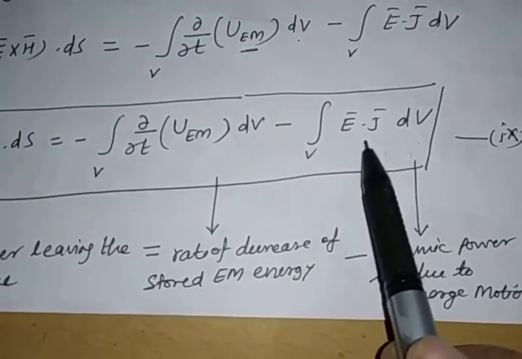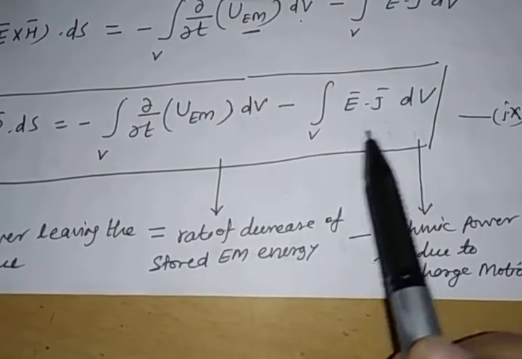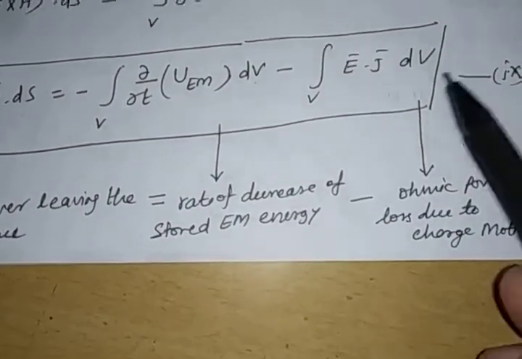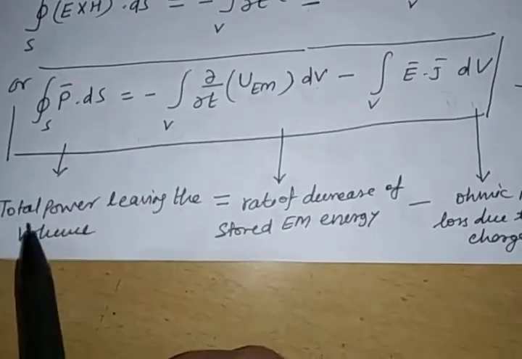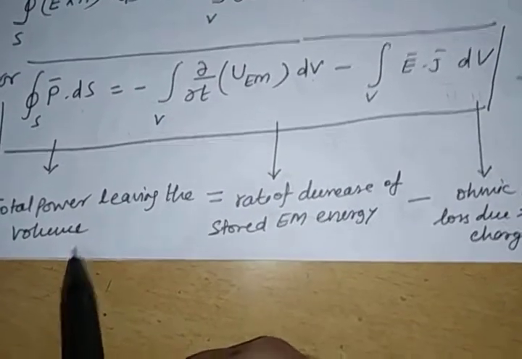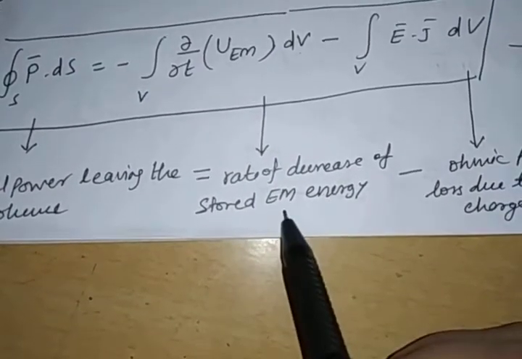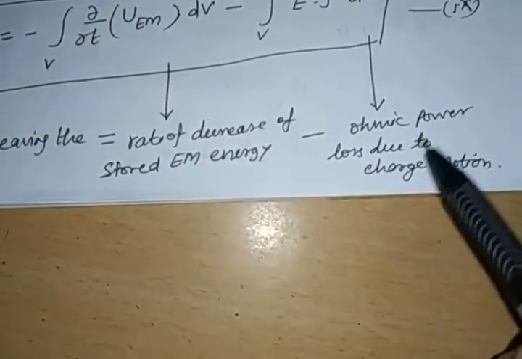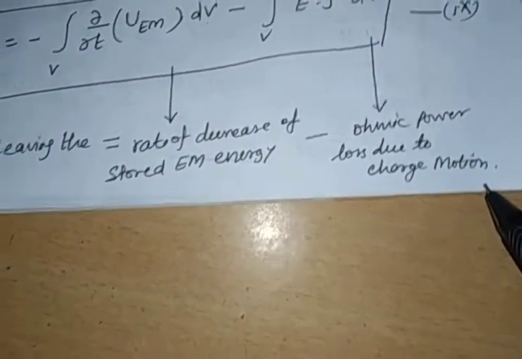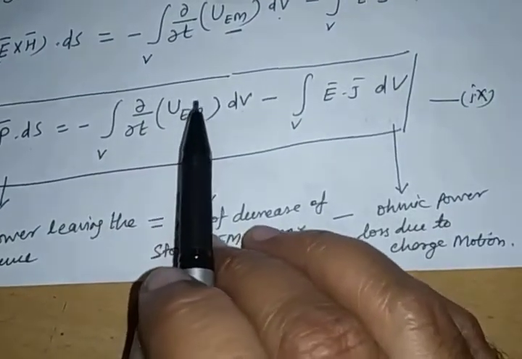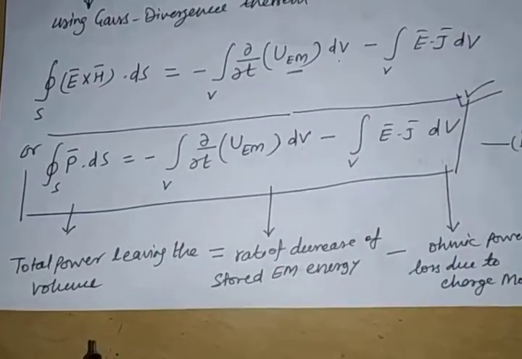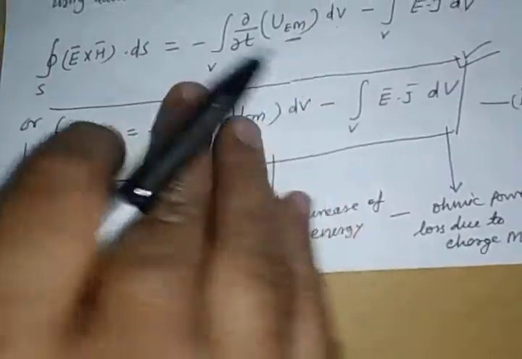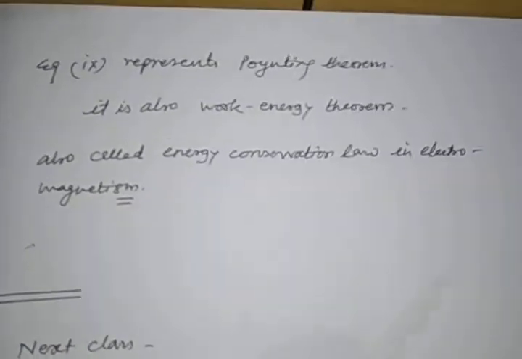What is then this E dot J dV? This E dot J represents the ohmic losses, or you can say the conduction losses. So we can make out that P dot dS, the total power leaving the volume, is equal to the rate of decrease of stored electromagnetic energy minus the ohmic power loss due to charge motion. So this satisfies our Poynting theorem. This expression is the expression for Poynting theorem, and it is very important as it is the energy conservation law for electromagnetism.